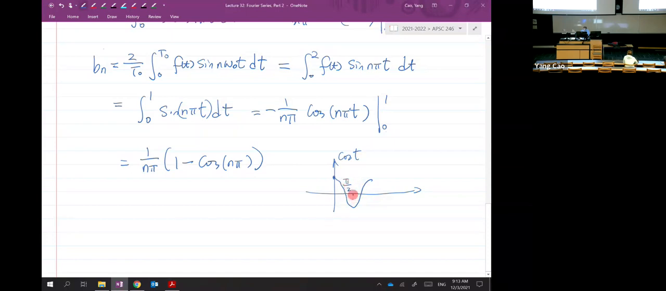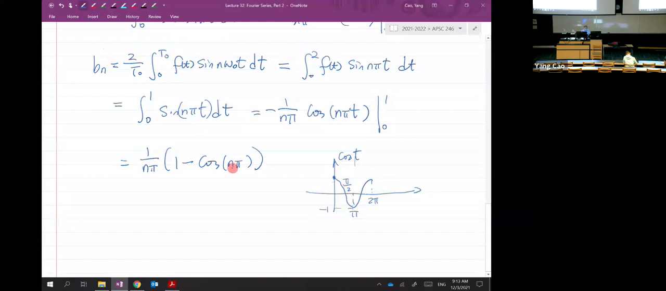Pi over 2 here, and then you got a pi here. You got 2 pi here, right? So basically, when you have cosine pi, the value is -1, right? And when you get cosine 2 pi, the value is 1.